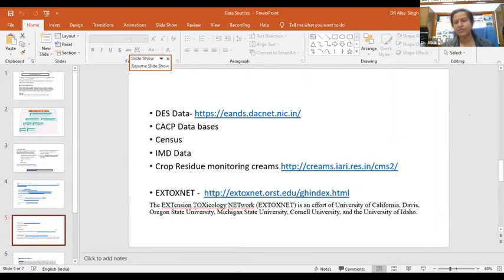Then the other very important data set, which much fewer people, at least from the social sciences, use, is the XToxNet data, which is the Extension Toxicology Network. It is basically a data effort of various universities of the US. Once I was working on environmental impact assessment, I came to know this website, and it is a wonderful website. They have done pesticide profiling, toxicology of different pesticides.